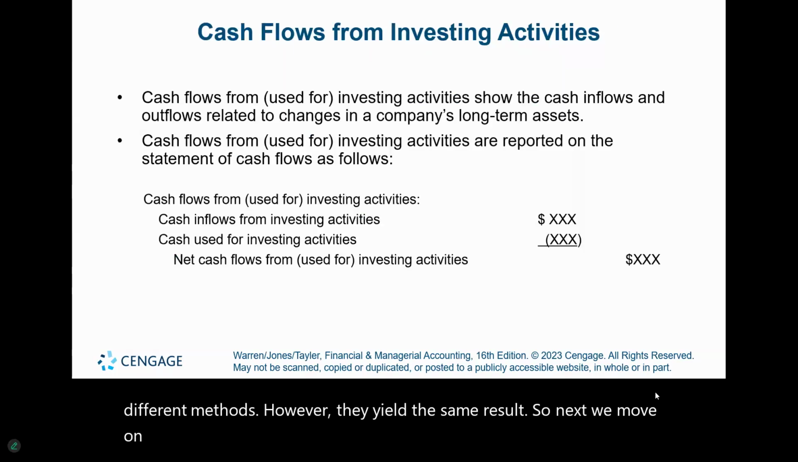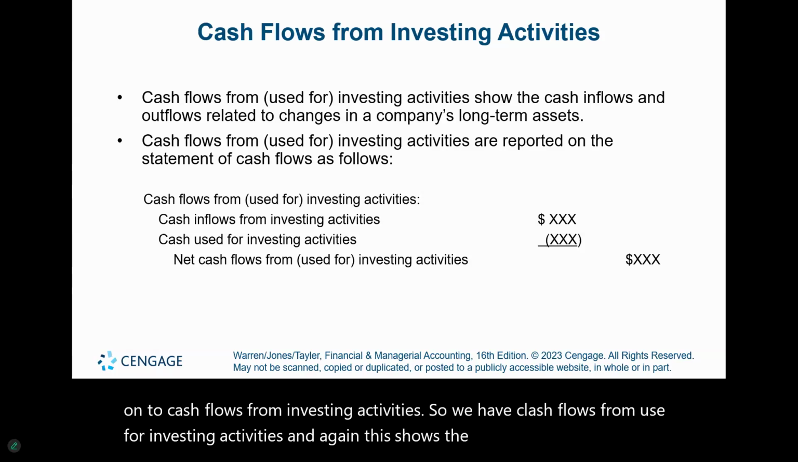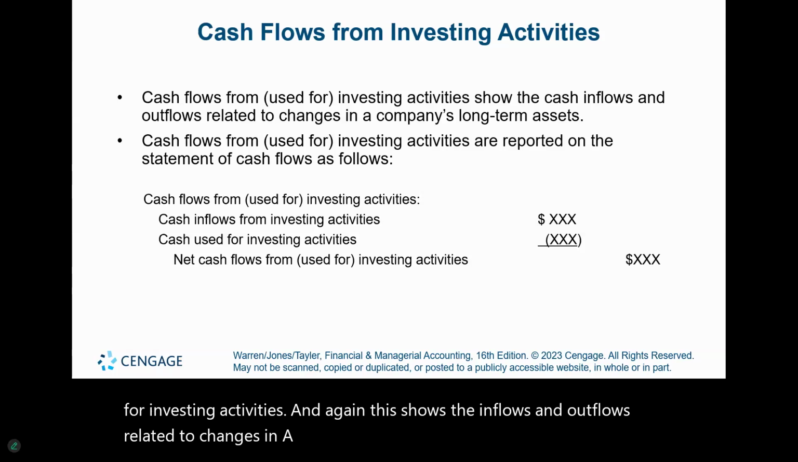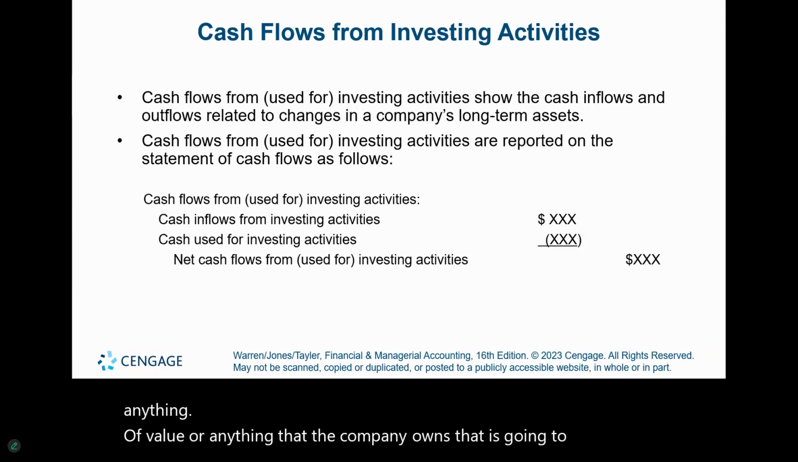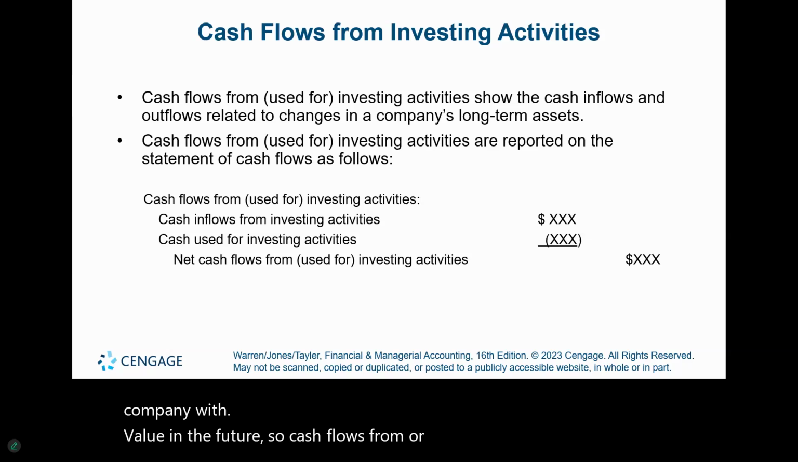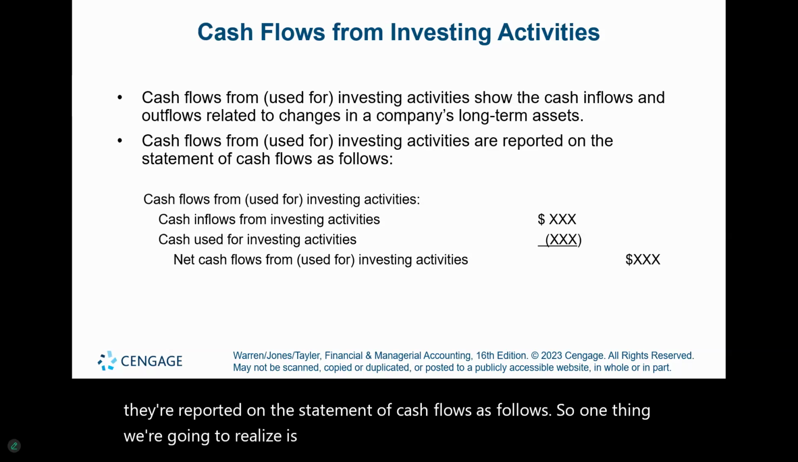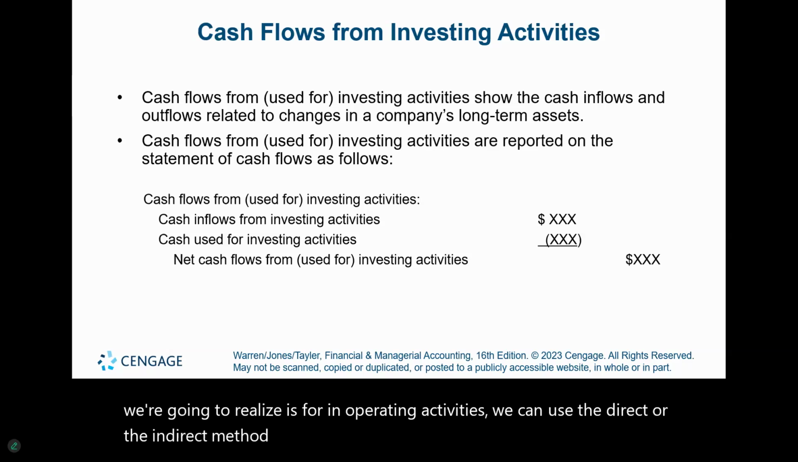Next we move on to cash flows from investing activities. We have cash flows from or used for investing activities, and this shows the inflows and outflows related to changes in a company's long-term assets. And we know assets are anything of value, anything that the company owns that is going to provide the company with value in the future. Cash flows from or used for investing activities are reported on the statement of cash flows as follows. One thing we're going to realize is for operating activities, we can use the direct or the indirect method. Investing and financing activities use the same method throughout. There's no difference in reporting.